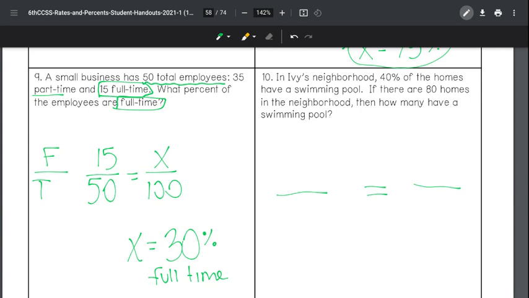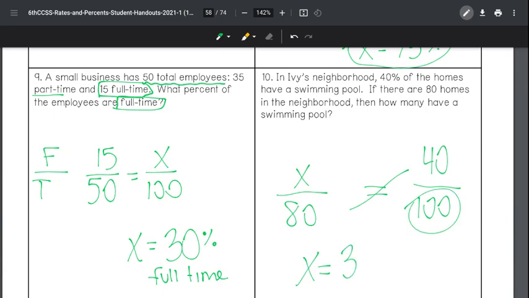Number 10. In Ivy's neighborhood, 40% of the homes have a swimming pool. If there are 80 homes in the neighborhood, then how many of them have a swimming pool? Cross multiply and divide. You figure out that there are 32 homes that have a swimming pool.